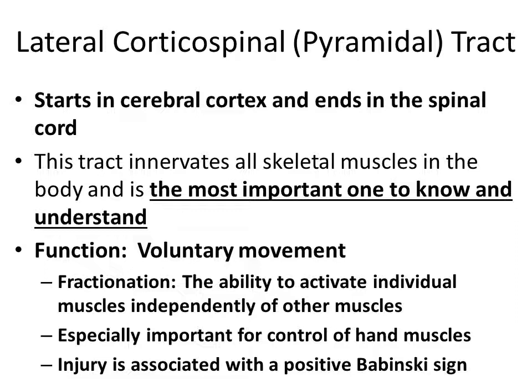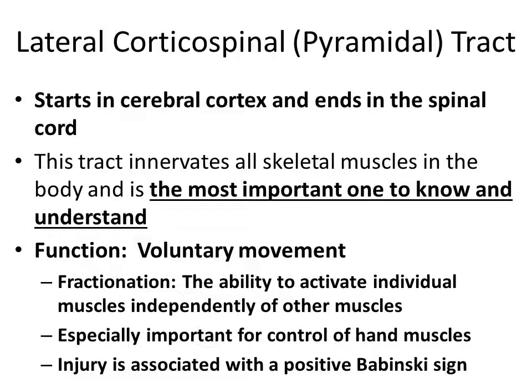The reason we can move our fingers independently of each other is because of this particular tract and its ability to have fractionated movement. It also allows for more independent movement in the foot and ankle. When there is injury to this particular tract, in many cases we will see a rudimentary reflex return, and this is called the Babinski sign.